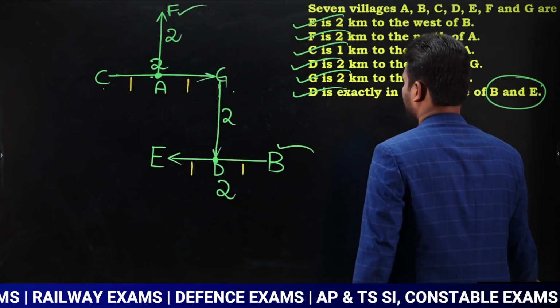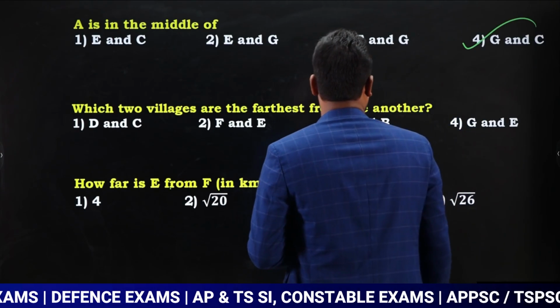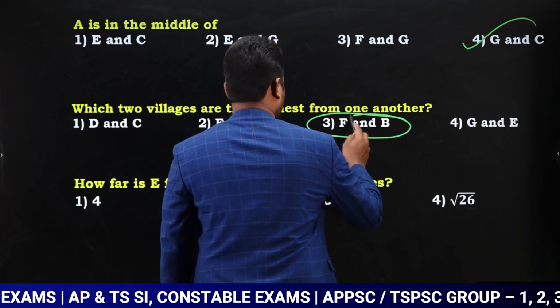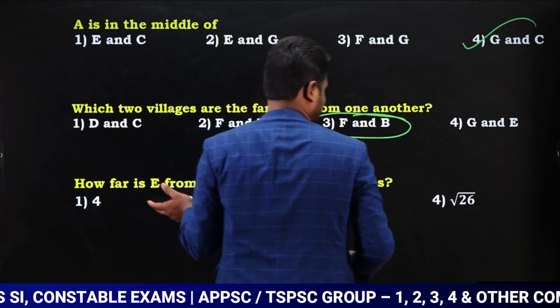FB, sorry, just a minute. Look at the options. Now if you observe, do we have FB? Yes, we have FB. Let us look at this also. DC. Let us look at DC.